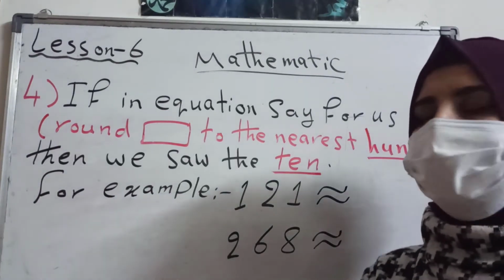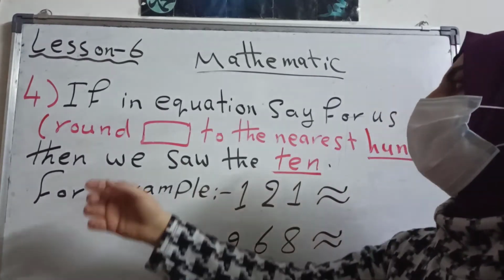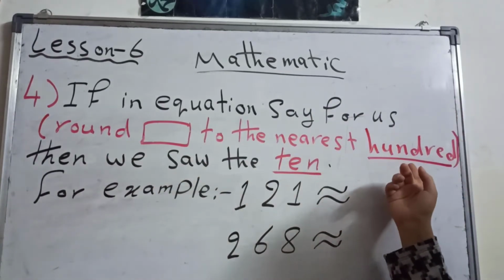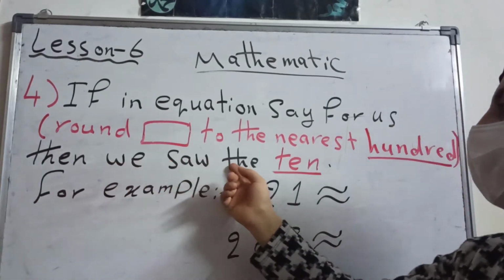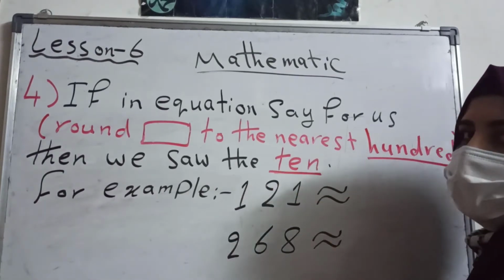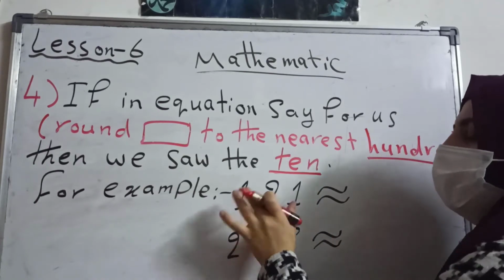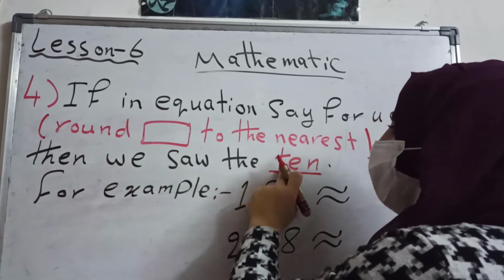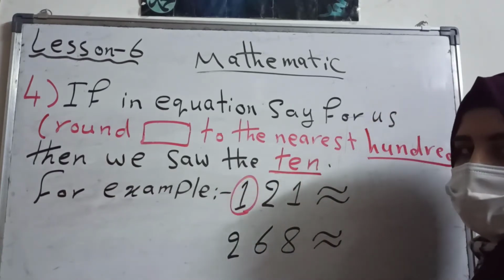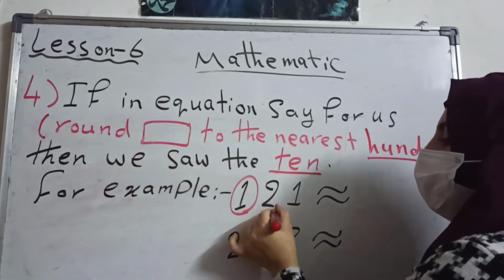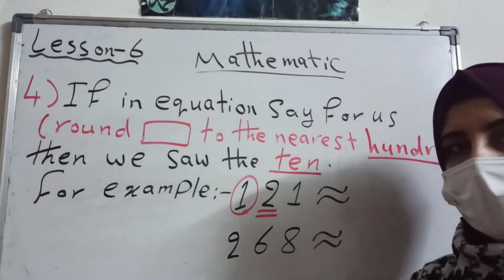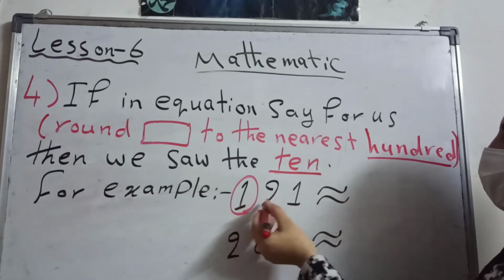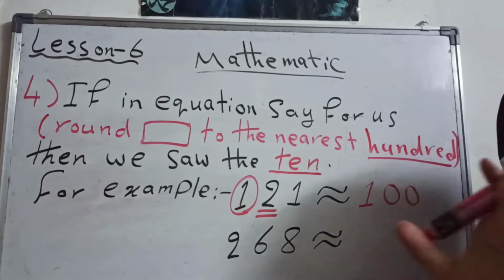Students, now we explain point 4 in the notes. If in the equations we are told to round the number to the nearest 100, then we look at the tens. For example, you have 121. Round 121 to the nearest 100. We look at the tens. We have 1 in the hundreds, and in the tens it is 2. 2 is smaller than 5. Then we write the number like itself without any changing. It rounds to 100.